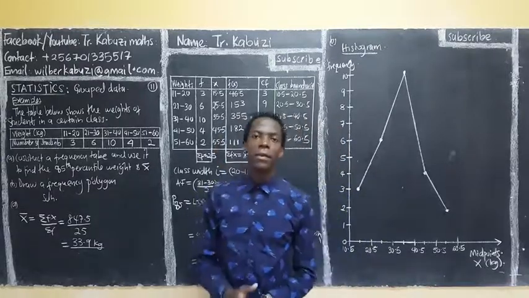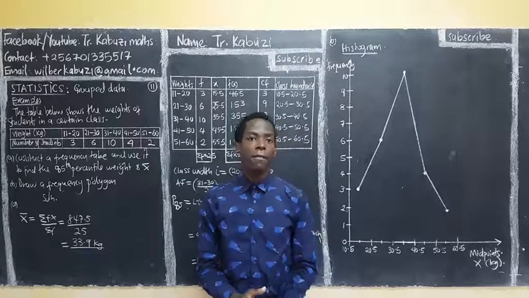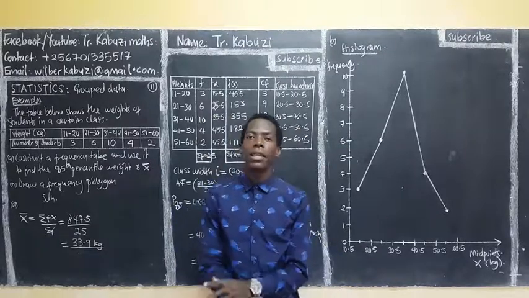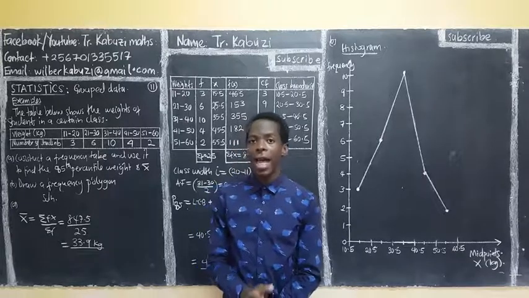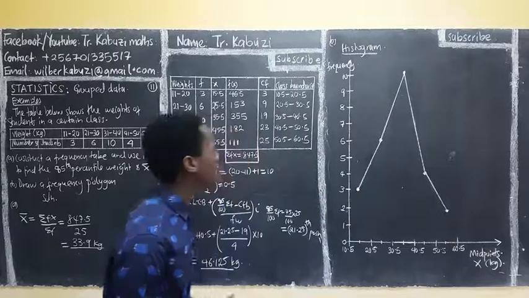Now, for a frequency polygon, we plot frequency against midpoints on the horizontal axis. That's the difference when we are plotting a frequency polygon. So let us go through this question.